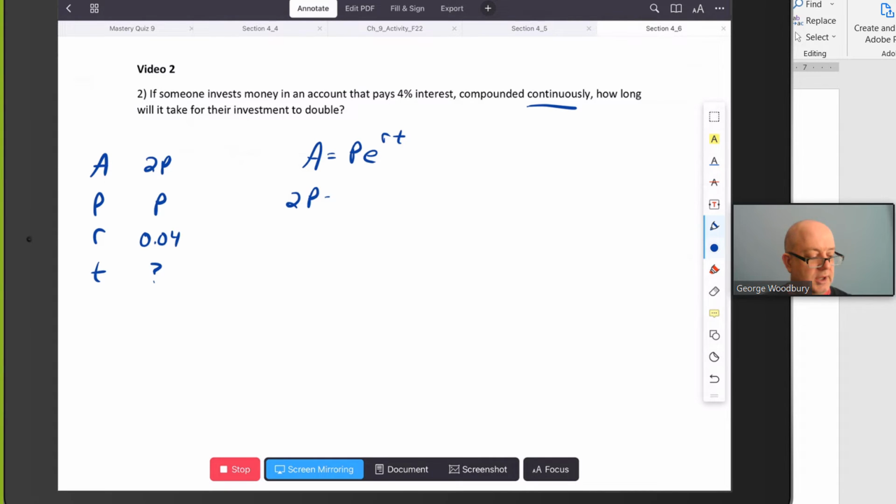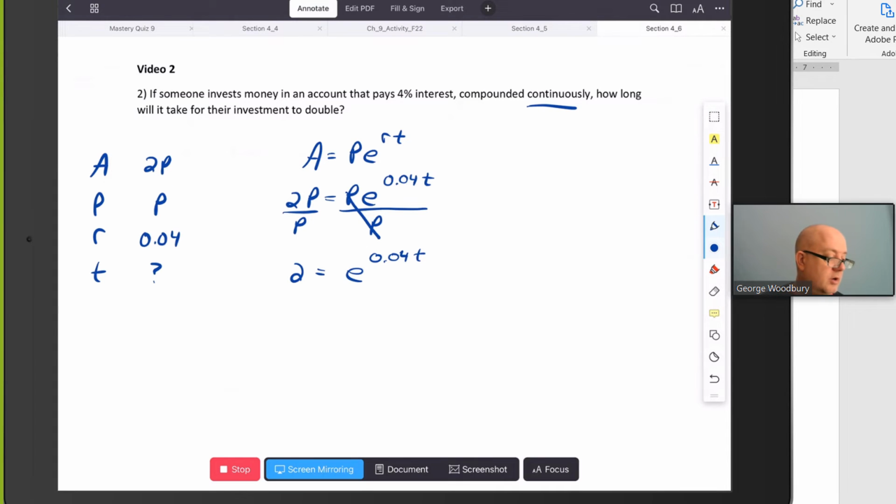Filling in for A, that's 2P equals Pe to the 0.04t power. I need to isolate the exponential expression, and to do that, I need to divide by P. And when I divide the left side by P, 2 times P divided by P is just 2. And so no matter what you started with for your principal, when you divide it over here, the double amount divided by that, so it's going to equal 2 every time. So this is a doubling time formula. 2 equals e to the r times t power.